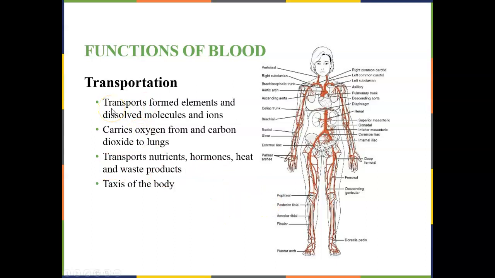So blood transports materials. Specifically, red blood cells carry oxygen and carbon dioxide. So oxygen is taken to our cells, and carbon dioxide, a waste product, is taken to our lungs. We also transport nutrients, like food nutrients. We transport hormones, which you heard about in chapter 17. We transport heat to the surface of our body. We transport heat to warm our body.